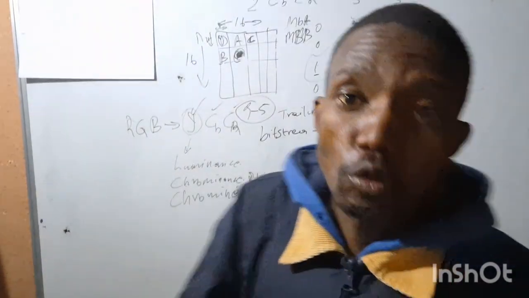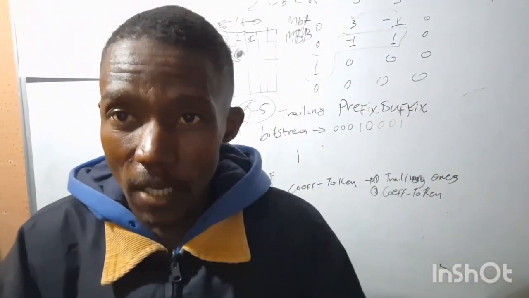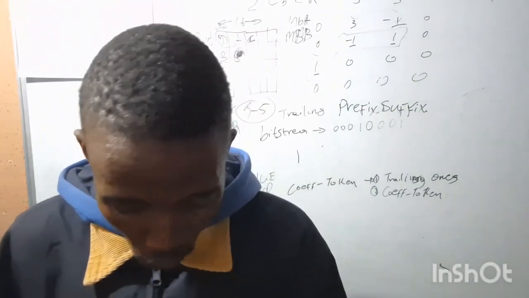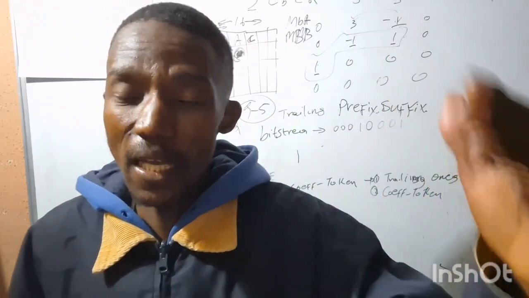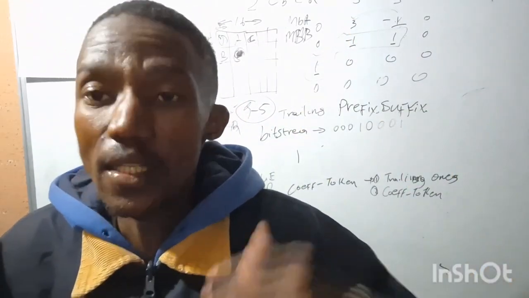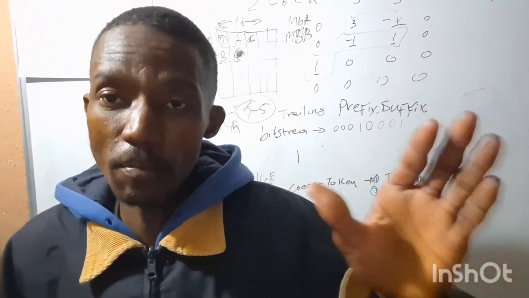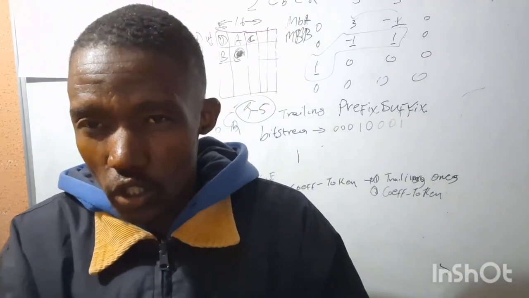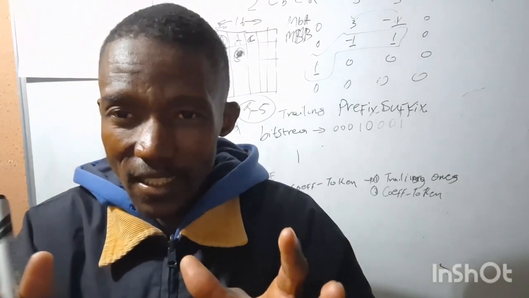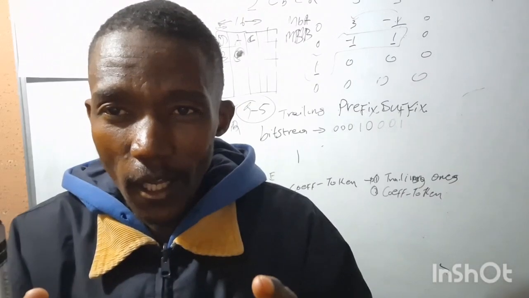Right? So how do you calculate this prefix and suffix part? Cool. That's what we are going to do. The prefix part is actually a series of zeros that are terminated by a 1. So how many zeros and how is that done? That's the question that I'm trying to answer.